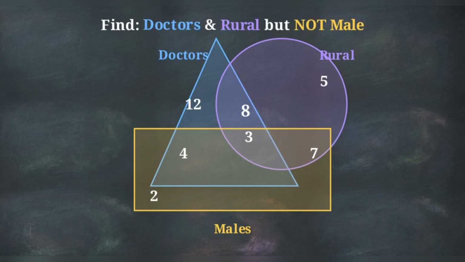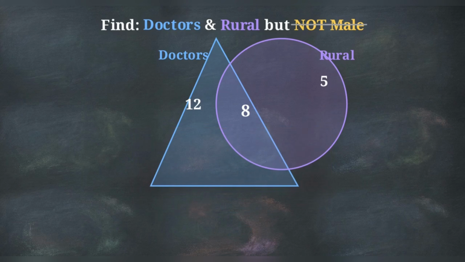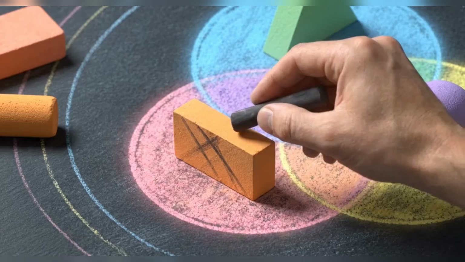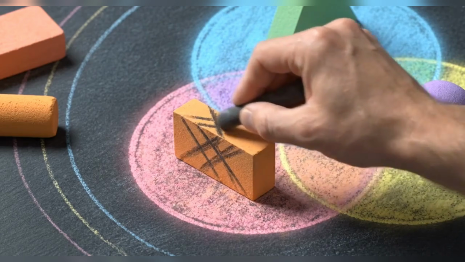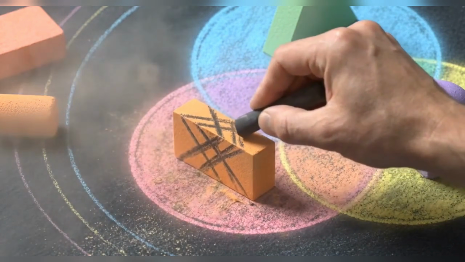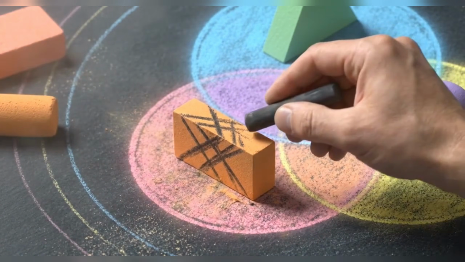To find doctors who are rural but not male, first eliminate the negative constraint by removing the male rectangle and its data. Then, locate the exact intersection of the remaining categories, where the doctor triangle and rural circle cross, isolating the number 8. Consistently deleting negative constraints before searching for overlaps greatly reduces the risk of calculation errors in multivariable problems.